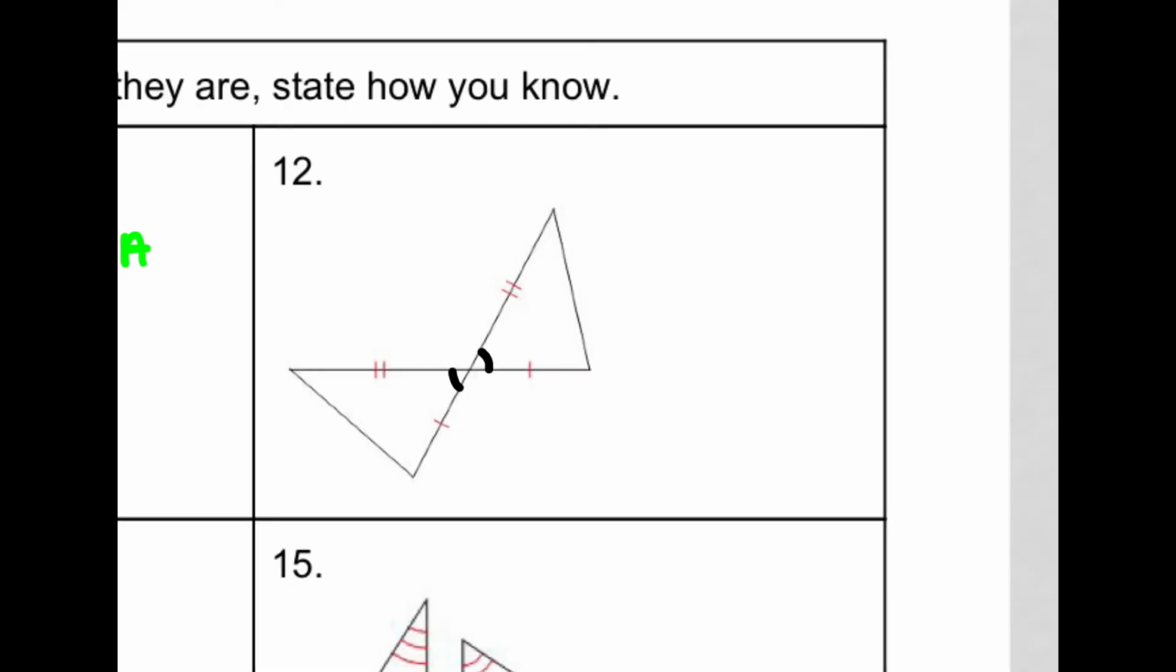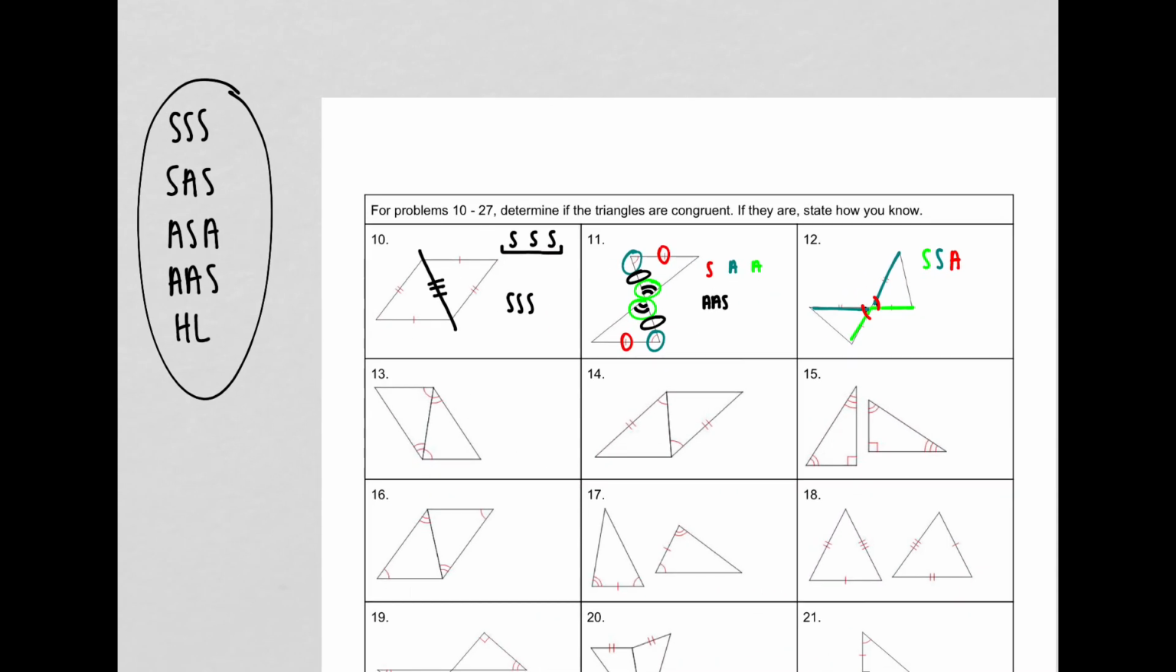So in number 12, you have that same scenario with the vertical angles. So I'm going to go ahead and list my information. I see here that I have a set of equal sides. So that's one side. I have a set of other equal sides, so that's another one. And then, of course, I have those vertical angles. So I have side, side, angle. When I look over at my 5, though, I don't have anything like that.